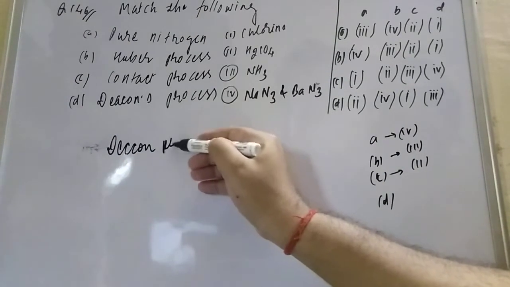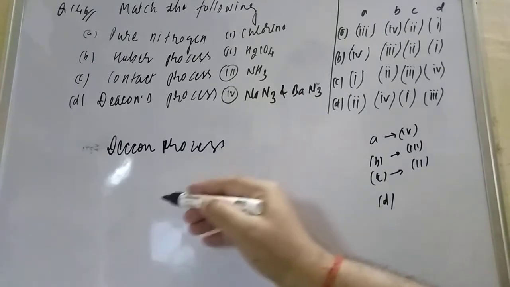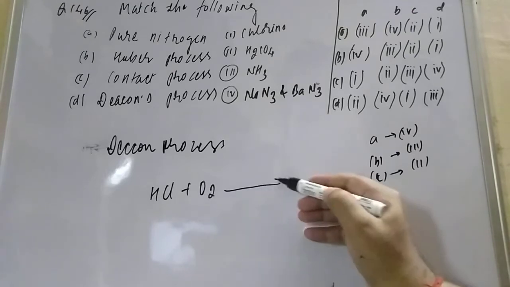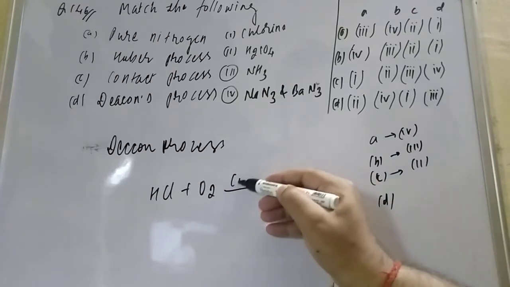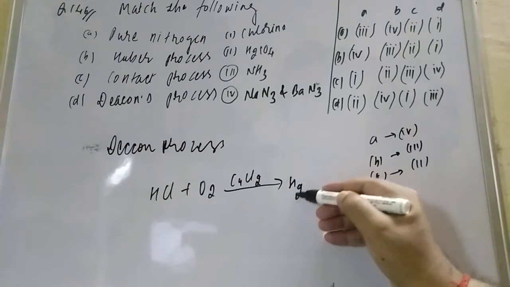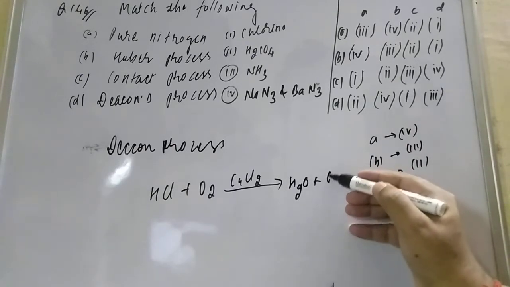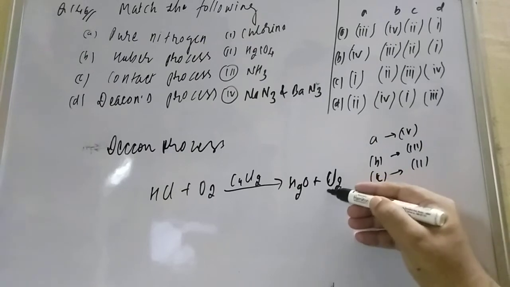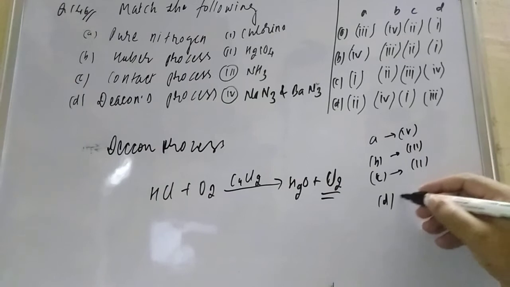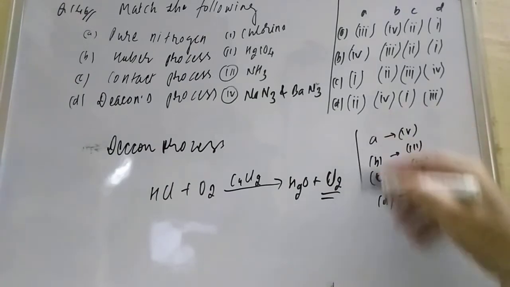So what we do, student, you take hydrochloric acid, and you heat it in the presence of the catalyst CuCl2, cupric chloride, with oxygen. So you will get a water molecule, and along with that chlorine, Cl2 gas. This chlorine is matching with which option number? Option number 1. So D is 1. So this is our answer.